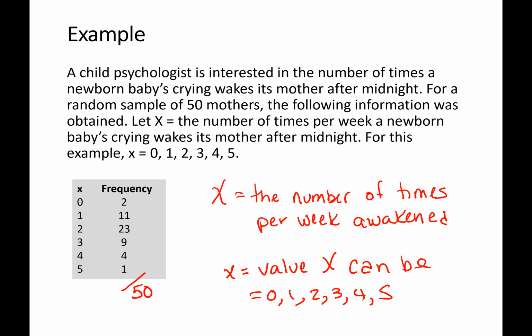Okay, so from this data, we can create a relative frequency table. Do you remember how to find the relative frequency? What you do is you take the frequency and divide it by the total. So the relative frequency for x equals 0 is 2 out of 50. 11 out of 50 for 1, 23 out of 50, 9 out of 50, 4 out of 50, 1 out of 50. This relative frequency is the probability that your random variable takes on that value. So the probability of the baby not waking a mother at all during the week, 2 out of the 50 said that happened. So the probability of X being 0 is 2 out of 50.